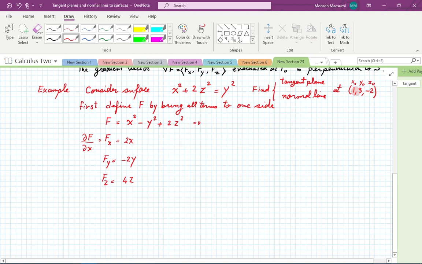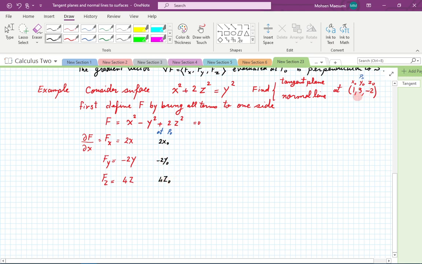Now we are looking at a particular point, or how the tangent plane changes, or how the normal line changes, and so on. So at, let me write this thing higher up, at p0, so let's call this thing p0. Of course, you choose a particular value of x0, y0, z0. So it's going to be 2x0, minus 2y0, and 4z0.